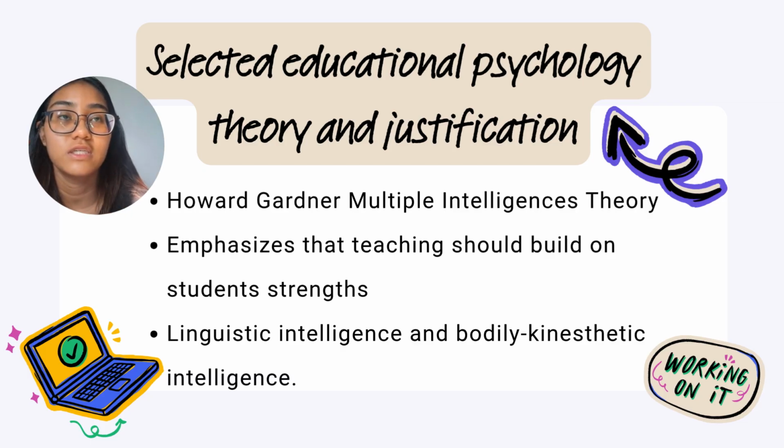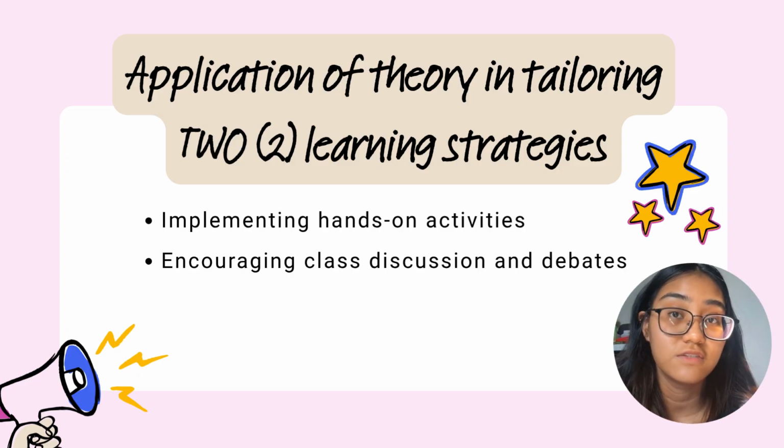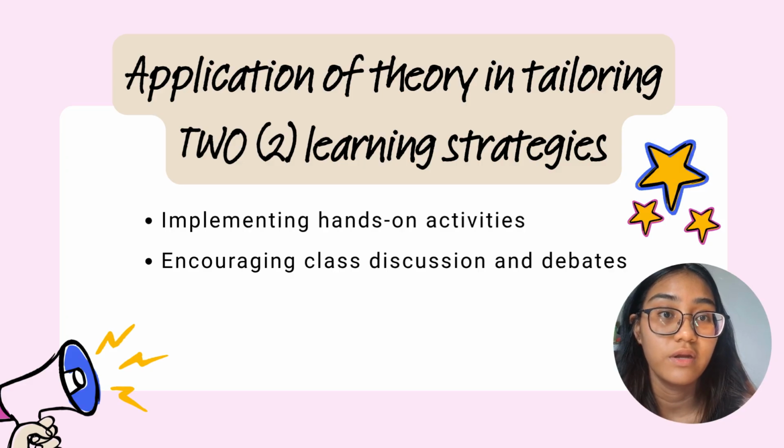The selected educational psychology theory and justification for Adam: firstly, I picked Howard Gardner's multiple intelligence theory, because it emphasizes that teaching should build on student strengths, and he has two main strengths, which is he loves to talk verbally, and he is also very good with hands-on activities. So the two intelligences are linguistic intelligence and bodily-kinesthetic intelligence. When we involve this theory, it helps him with both intelligences, and that's why he can learn better. To apply this theory, the two learning strategies are, firstly, implement hands-on activities.